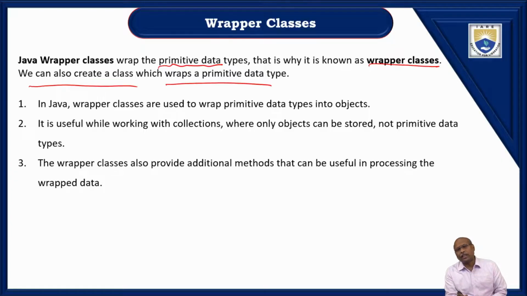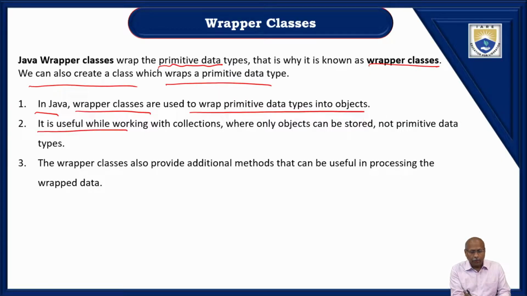Mr. James Gosling has designed various wrapper classes for every primitive data type. So whatever data types are there in Java, for every data type you will find a corresponding wrapper class. In Java, wrapper classes are used to wrap the primitive data type into an object. Whenever you want to represent primitive data in object form, that time you depend on a wrapper class.